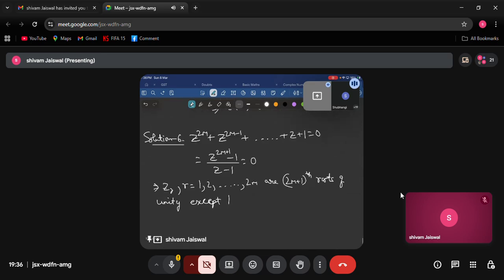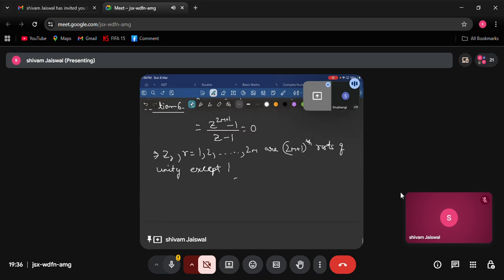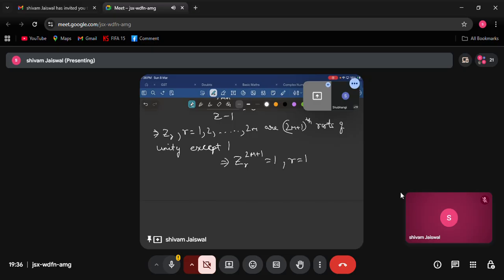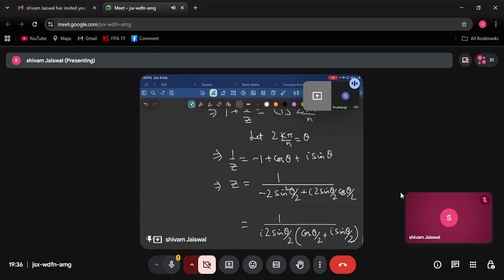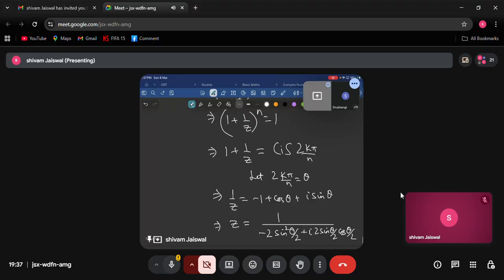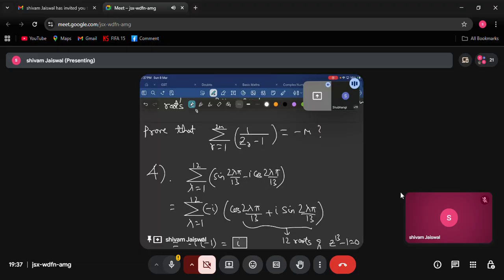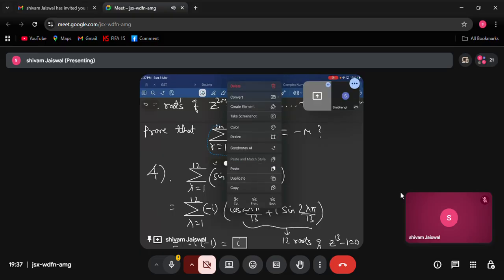Okay, so first of all, you need to understand. I'm going to use this relation, that is ZR to the power 2m plus 1 is equal to 1, for R equal to 1 up to 2m. Okay. So what do I need to find out? I need to find out this summation. I need to prove that this summation is equal to minus n.